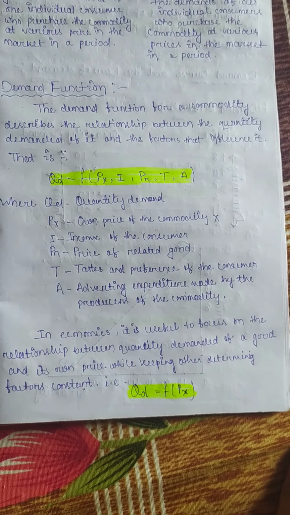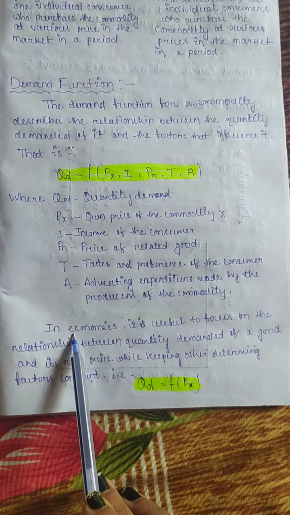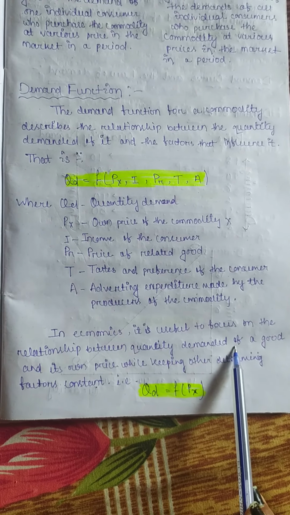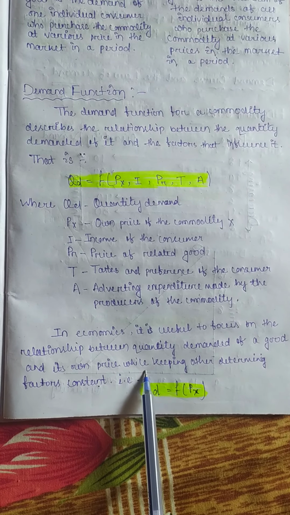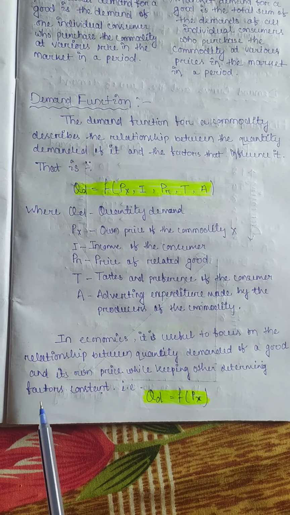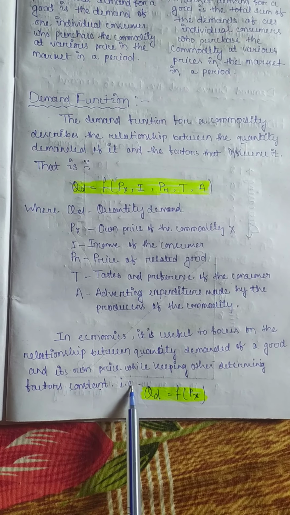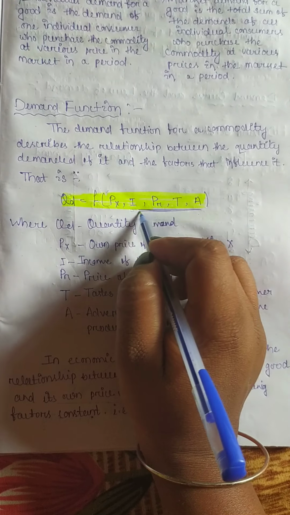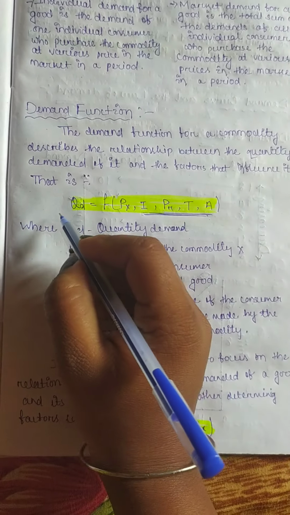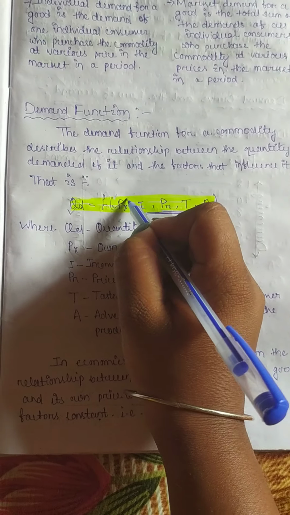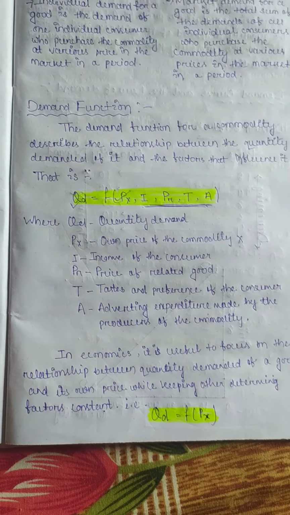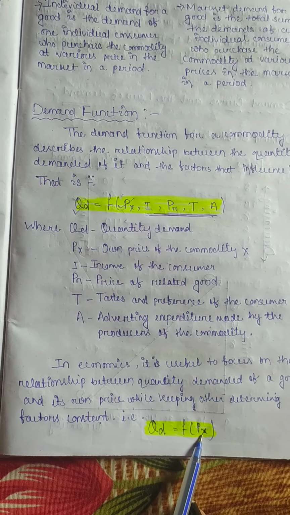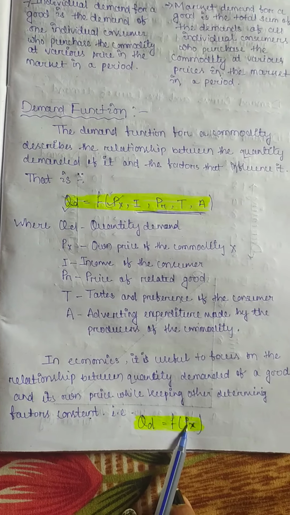In economics, it is useful to focus on the relation between the quantity demand of a commodity and its own price while keeping other determining factors constant. That means we take all these factors as constant, and only talk about quantity demand and the price of that commodity. Then we can formulate one new demand function, that is QD is a function of Px, the own price of that commodity.